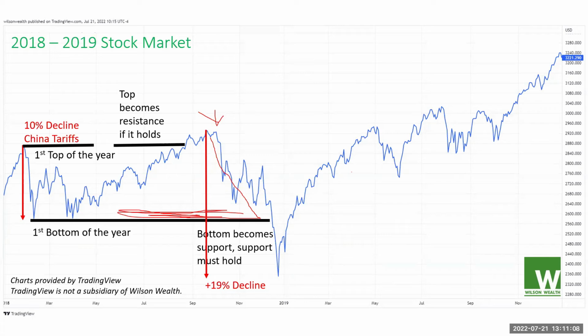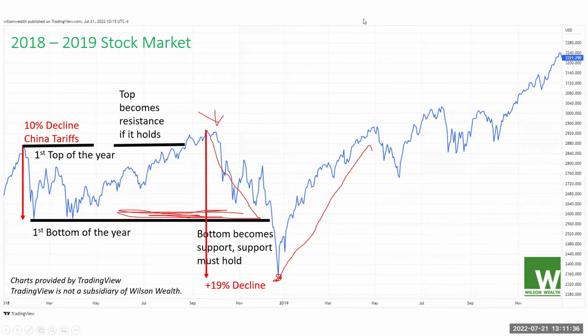So it breaks support and falls 19% and then begins to rally. Now, what's key is as this market begins to rally from the bottom here and continues to go there, what you're looking for, if you're looking at a chart, you're looking to determine, okay, is this rally something I can possibly invest in? Is this something I can trust?